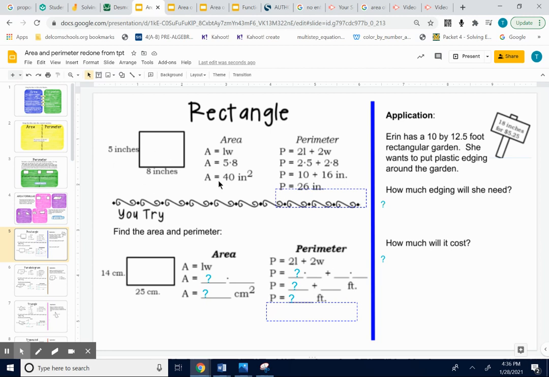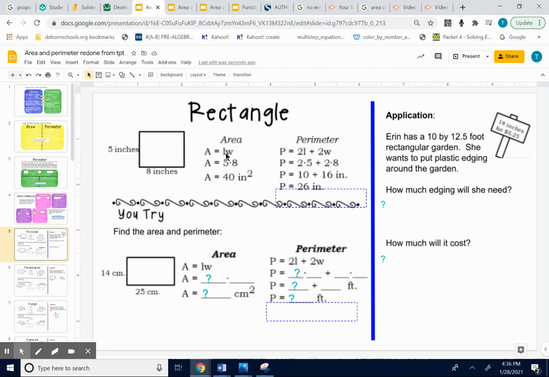Okay, but let's look at the rectangle slide. It's showing you a rectangle. It has a width of 5 and a length of 8. So to find the area, the formula for the area of a rectangle is length times the width. So take 5 times the 8. It doesn't matter the order. It could be 8 times 5, 5 times 8.